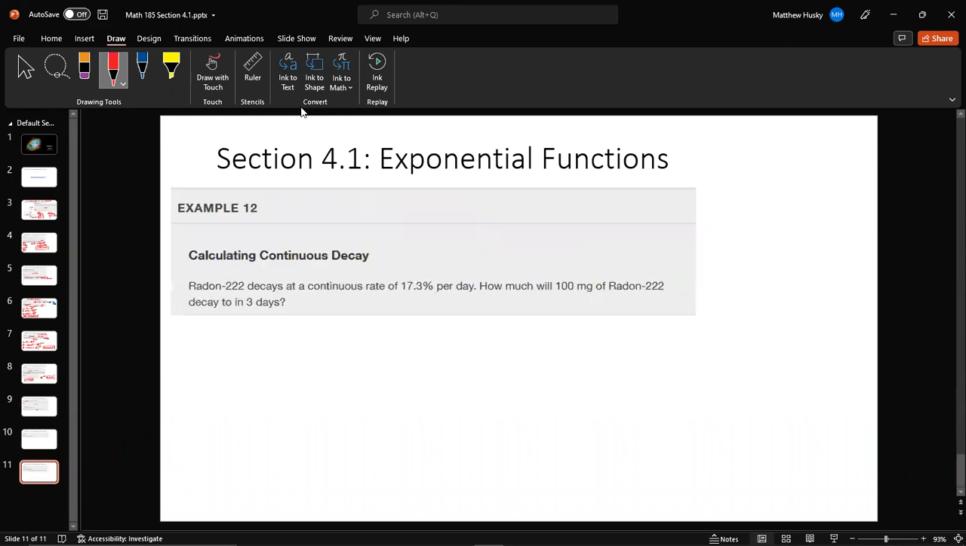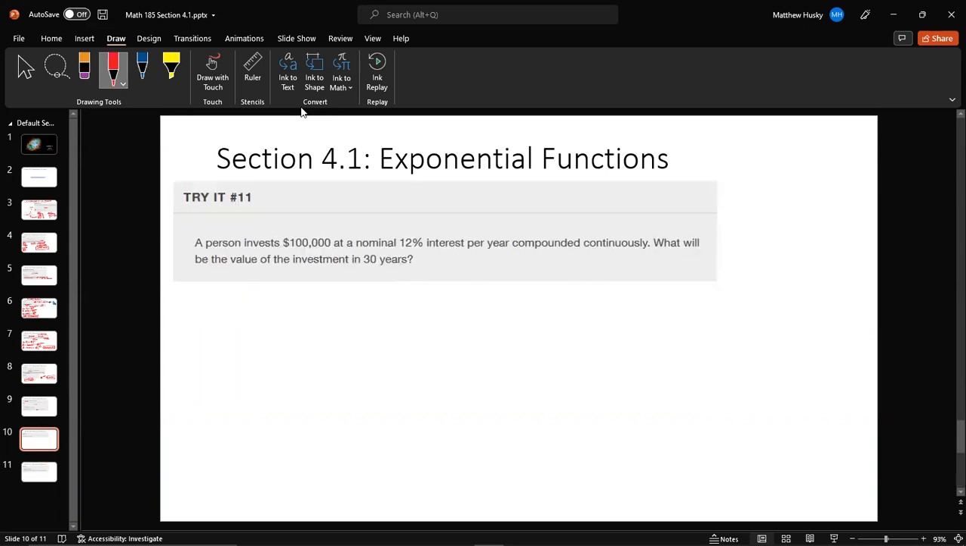So first we have a money example, and then we have a radon radioactive decay example. A person invests at a nominal 12% interest rate, and it's compounded continuously. Most real world banks are not really going to do this, but we're just going to imagine that we can have our money grow continuously. So what do we have? We're going to have A equals little a times e to the r times t.